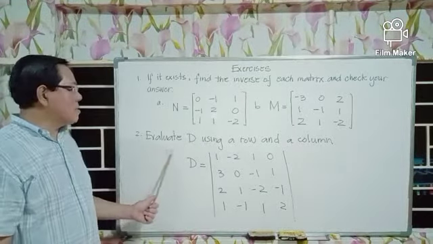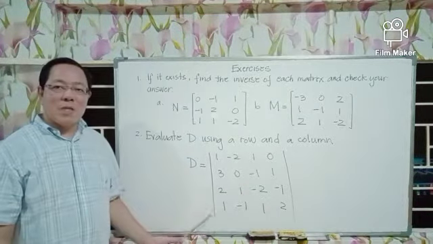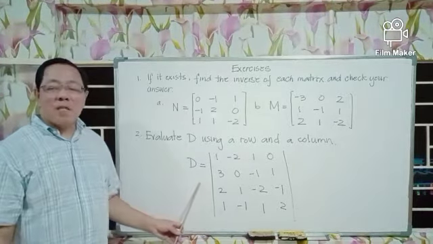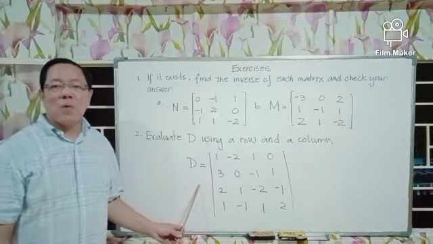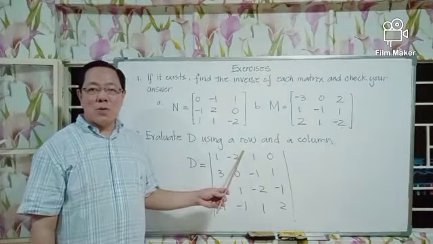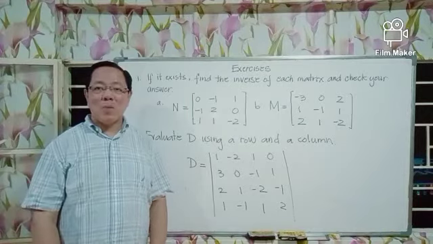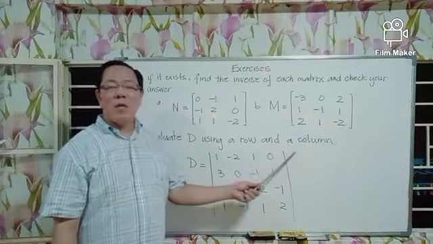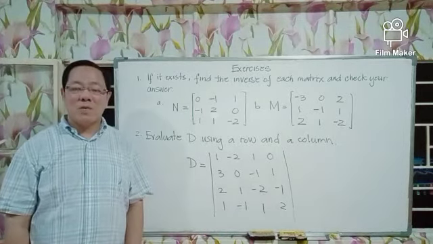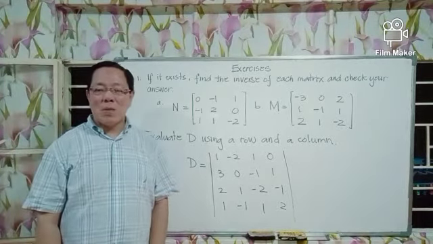Number 2, evaluate D using a row and a column. D is a determinant of order 4. It has 4 rows and 4 columns. And you will find the value of D, this determinant of order 4, in 2 ways. First way, you use a row, choose any row, but the easiest way is to choose a row with the greatest number of zeros. And the second way, you choose any column, but again, the easiest way is to choose a column with the greatest number of zeros. And using a row and a column, you should get the same value of D.